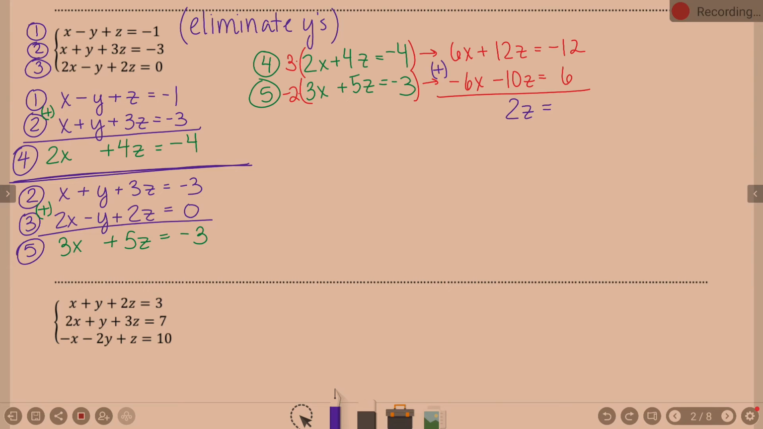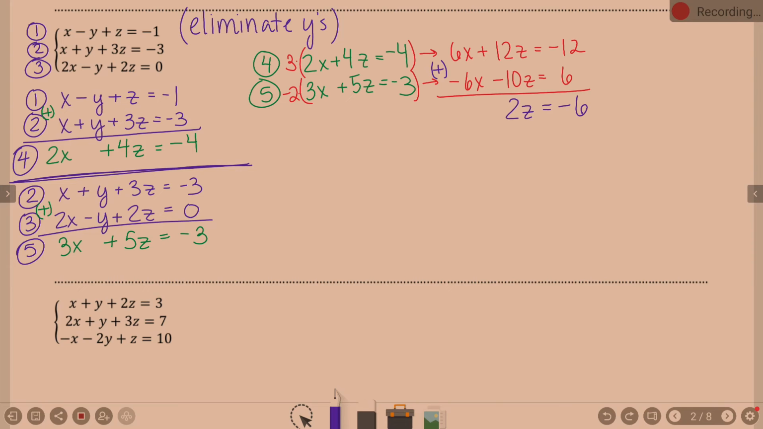-12 plus 6 is -6. z equals. Okay, once you hit this point, we're nearing the end, right? Yep. We've done all the hard work. Do you see that we're ready to start solving? Yep. Once you eliminate here with equations 4 and 5, you're ready to find your first part of the answer.